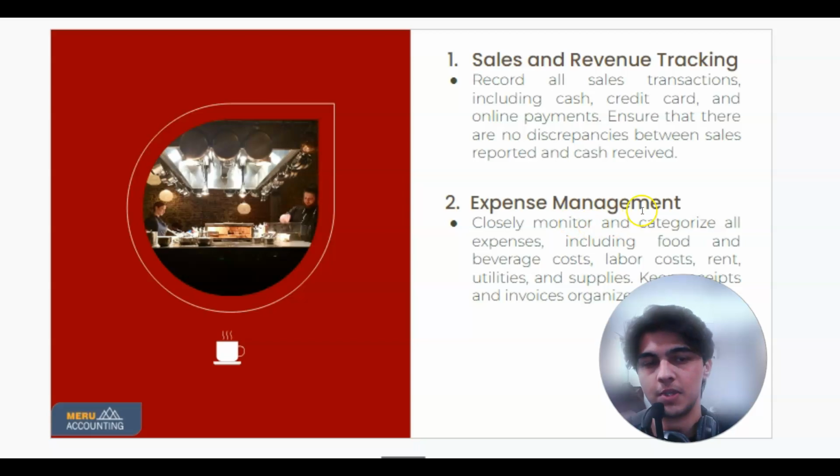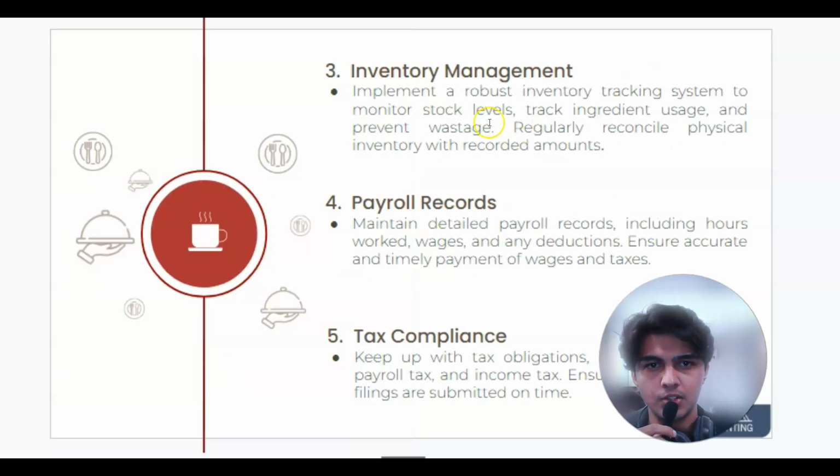The next is expense management. In expense management, you will be monitoring all the expenses that have been happening in your business, and you will need to record all these expenses according to their categories, like the expenses on food and beverages, cost of labor, rent, utilities, and suppliers. Keep receipts of all these things, and that will help you to organize your invoices.